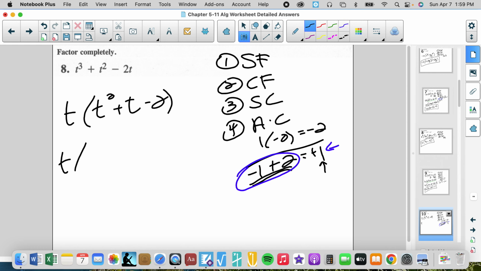So we get t times the quantity t squared minus t plus 2t. Those two values come from here. That's my negative 1t and positive 2t. And then we bring down the third term, and now we're going to factor by grouping.